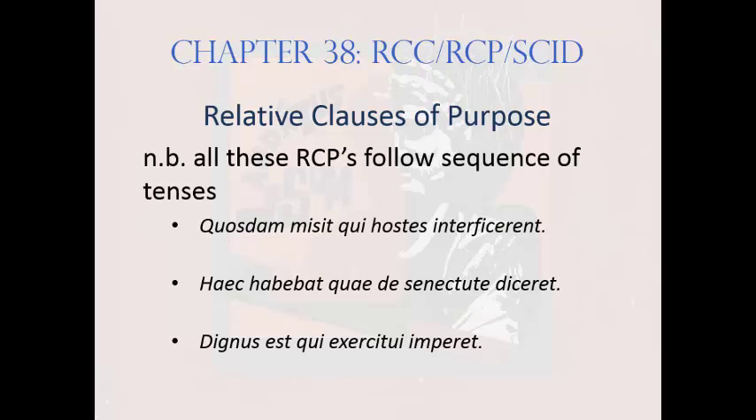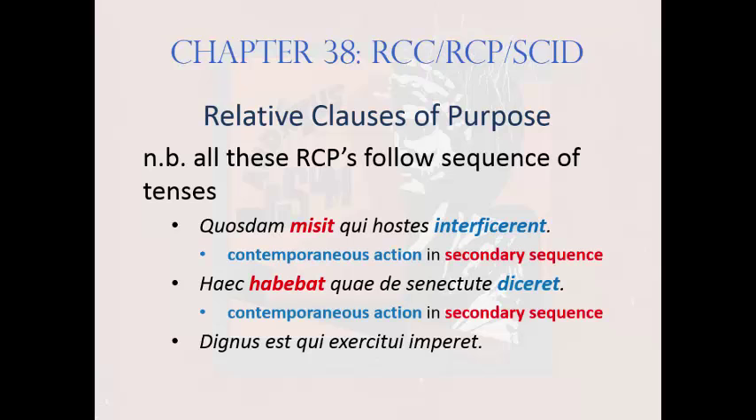Note that RCPs do follow sequence of tenses because, just like regular purpose clauses, the verb in the RCP is closely connected to the main verb, so their tenses need to be coordinated. In the first two example sentences, the main verb is past tense, so it's secondary sequence, requiring the imperfect subjunctive to show contemporaneous action. In the third example sentence, the main verb is present tense, so it's primary sequence, requiring the present subjunctive to show contemporaneous action.